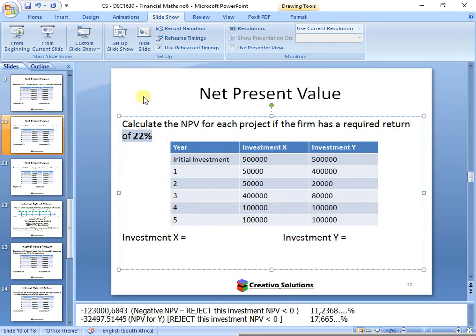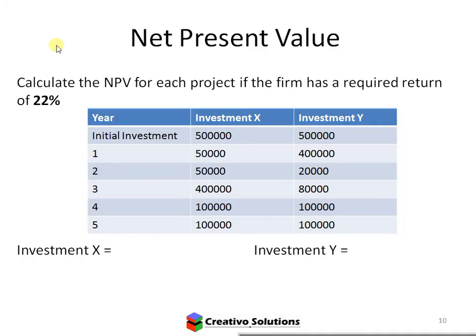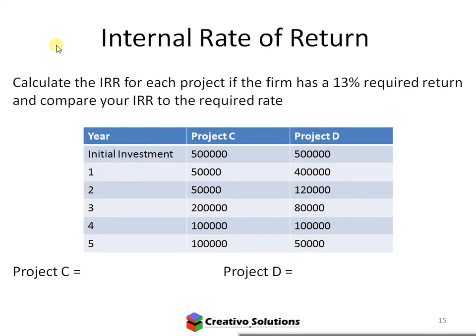Good. See if you can do C and D, the last two. NPV, there's C and D. What do I get for C? What do I get for D?